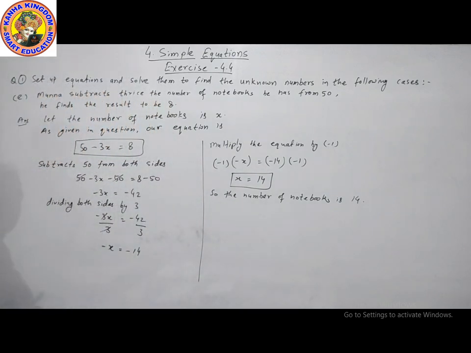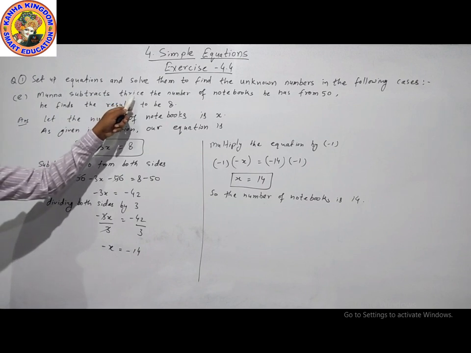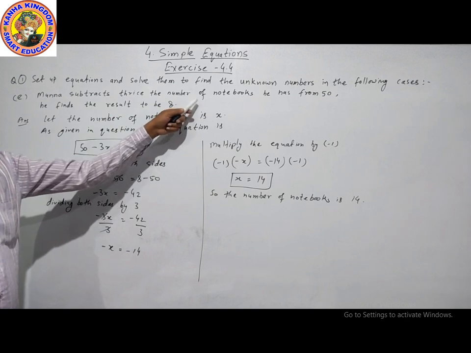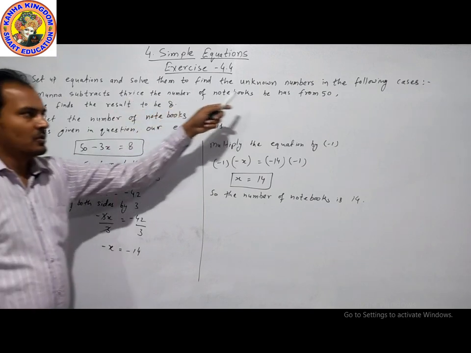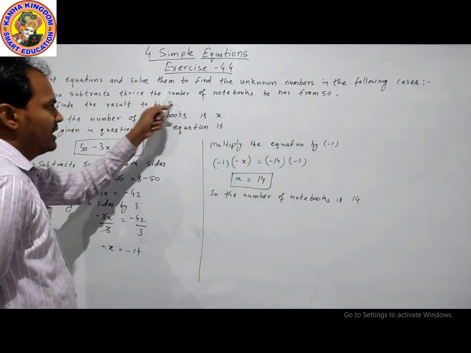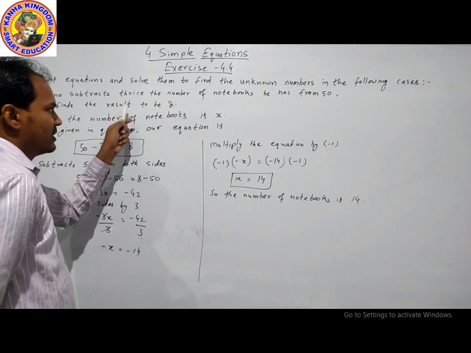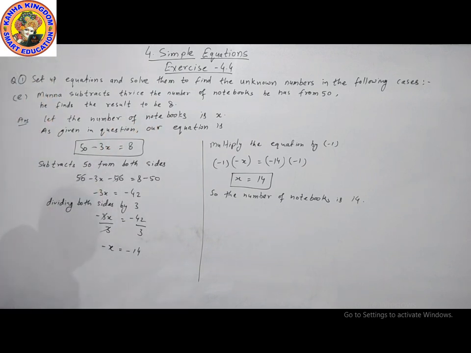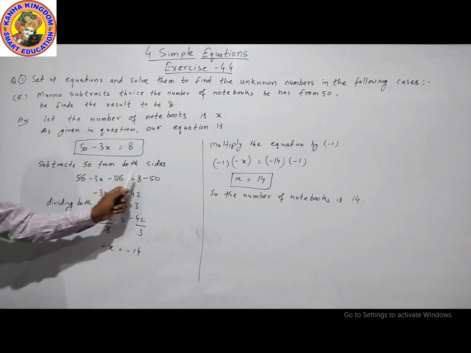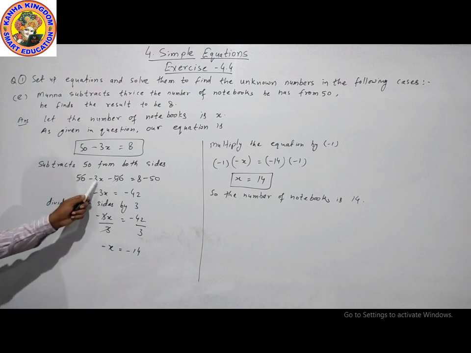Let's take it from the beginning of this question. Munna subtracts thrice. Thrice means 3 times the number of notebooks. Number of notebooks is x. 3x from 50. 50 minus 3x is equal to, the result is equal to 8. 50 minus 3x equal to 8. Here is plus 50, so we will take minus 50. Subtract 50 from both sides. Minus 50, minus 50. 50 and 50 cancel. Here is minus 3x. 8 minus 50, minus 42.